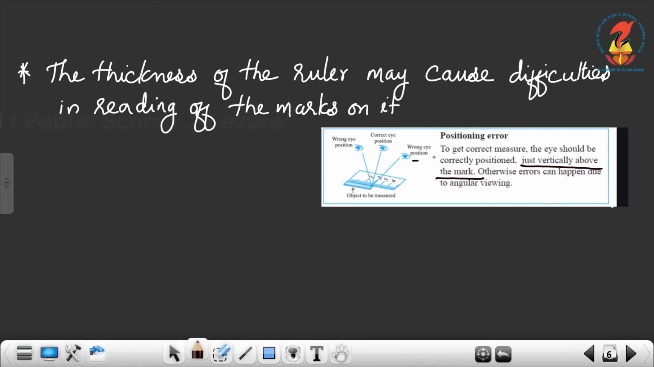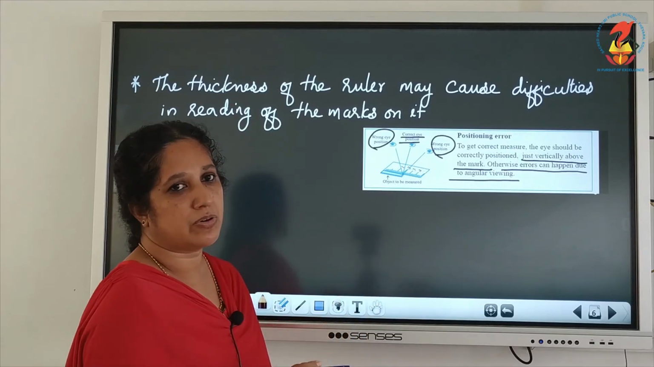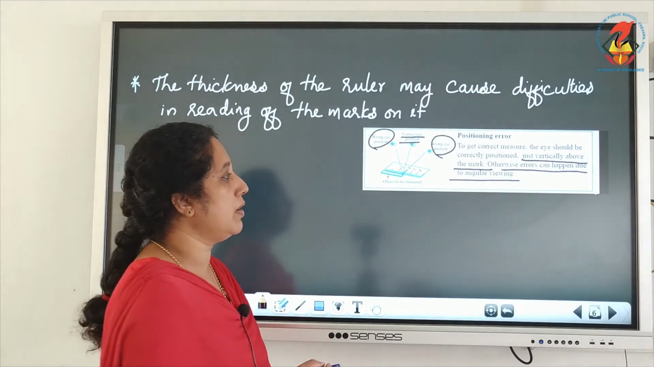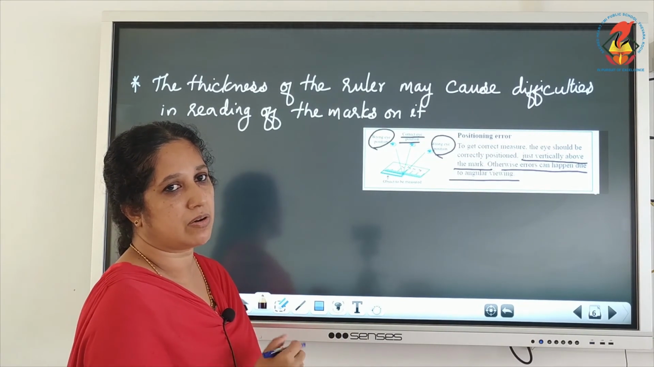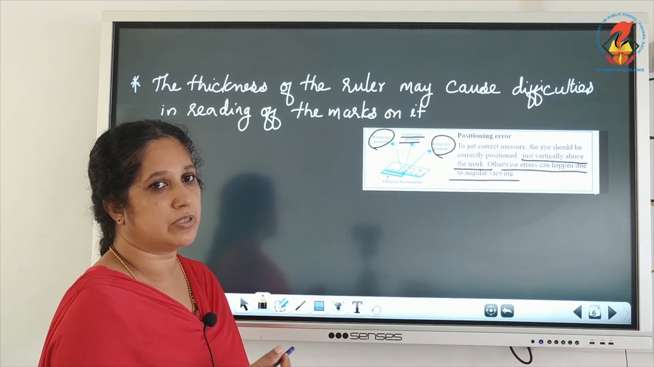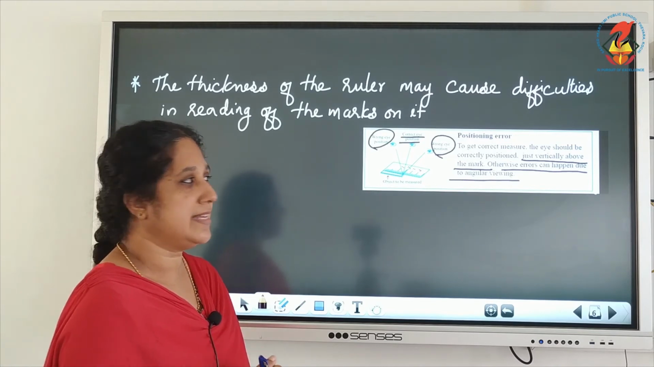Now look at that, wrong eye position. When you look at it in this way, again we have the wrong eye position. So this one will be the correct eye position. Otherwise errors can occur due to angular viewing. So these are the two disadvantages of using a ruler in order to find the length of a line segment.